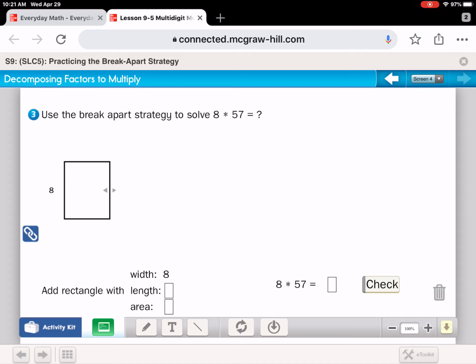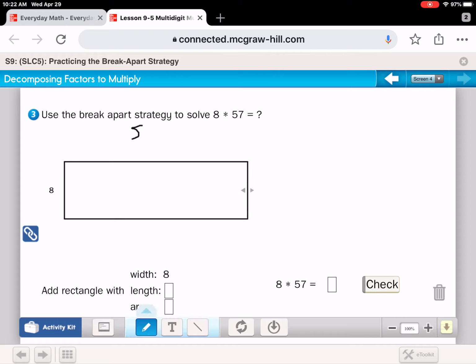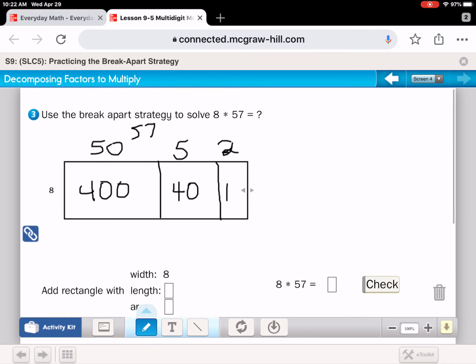Let's try one more together. How about 8 times 57? If I have an 8 by 57 rectangle, I could break apart into 50 and 7, of course. Let's practice this time, though, breaking it into 3 parts. So maybe I break it into 50, 5, and 2. So now I have 8 times 50 is 400. 8 times 5 is 40. And 8 times 2 is 16.